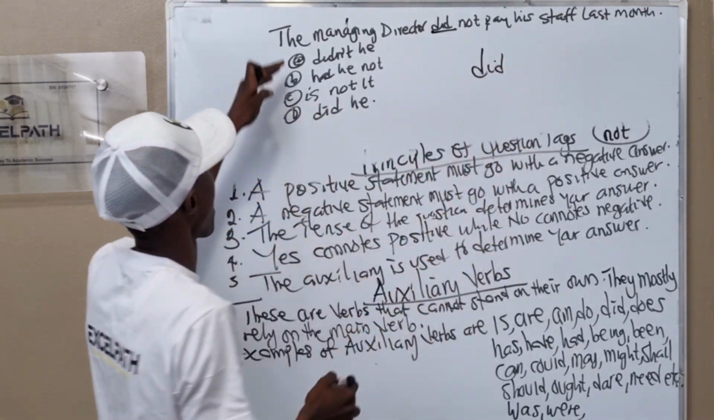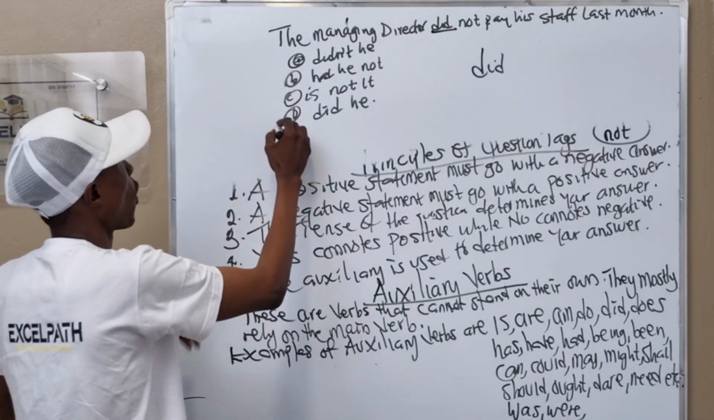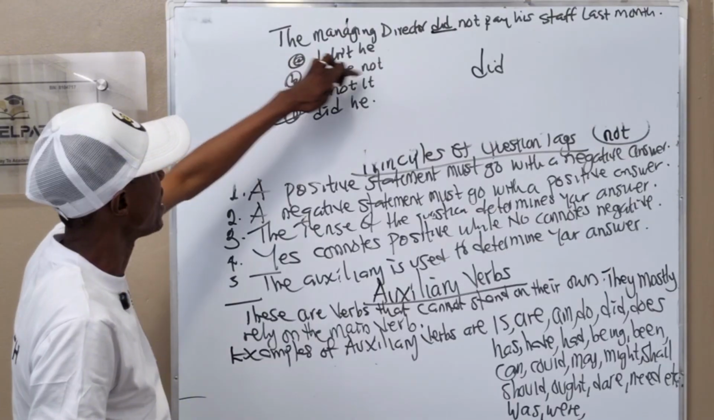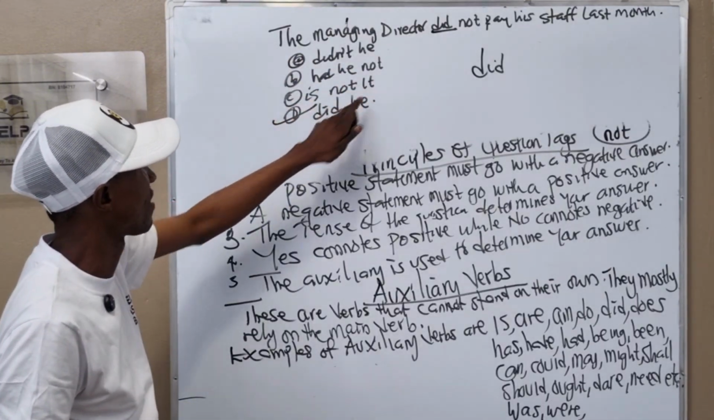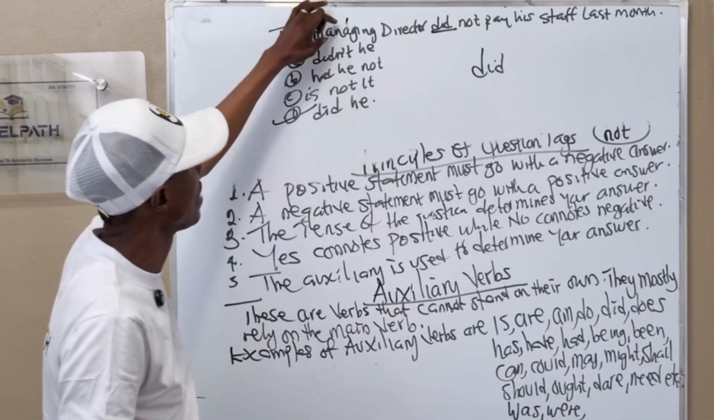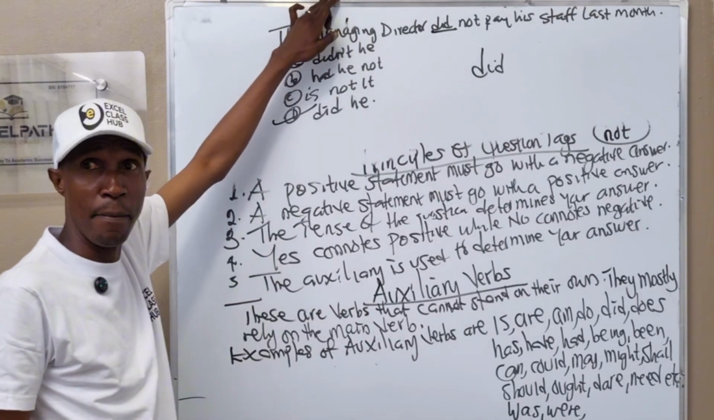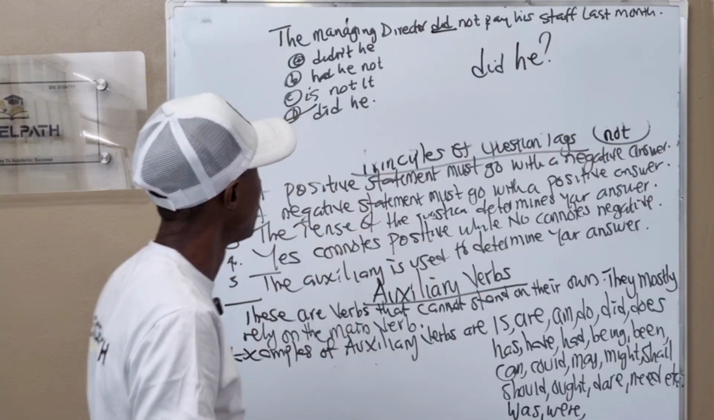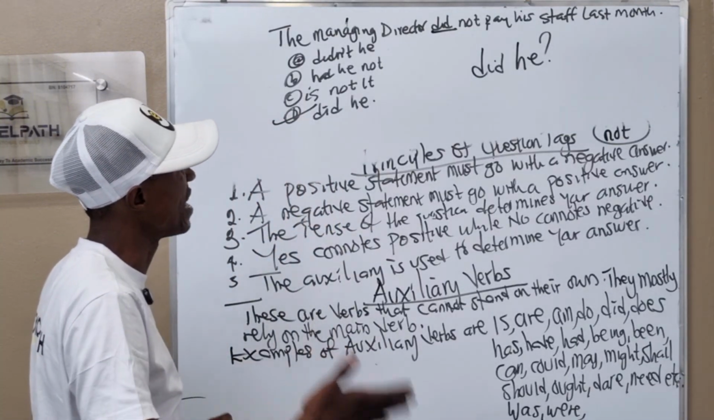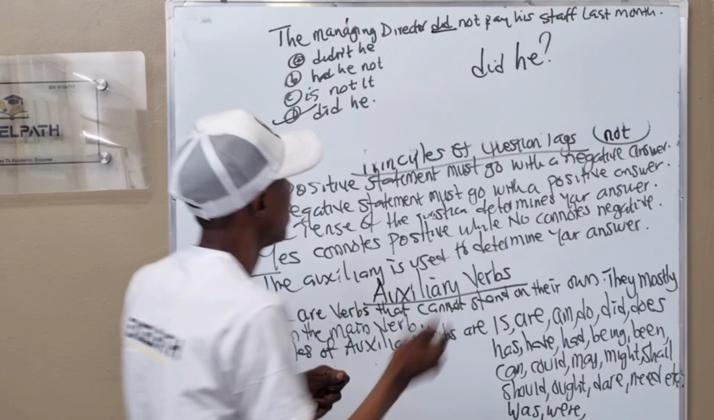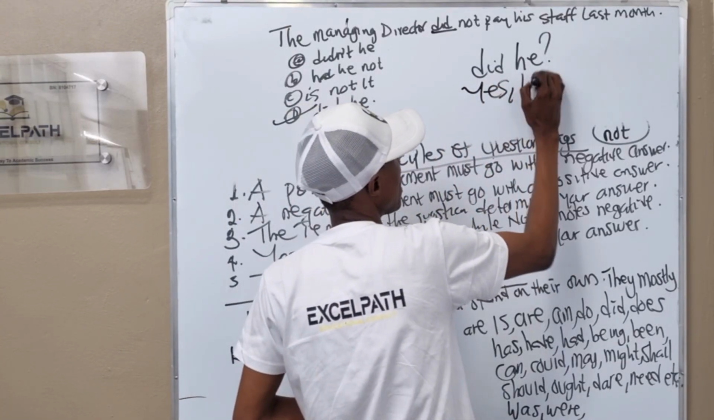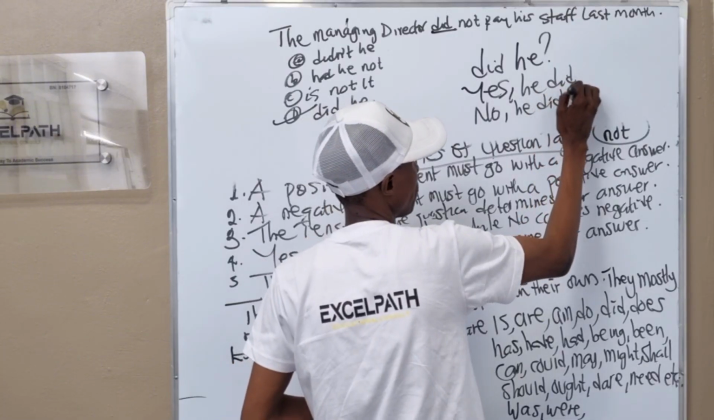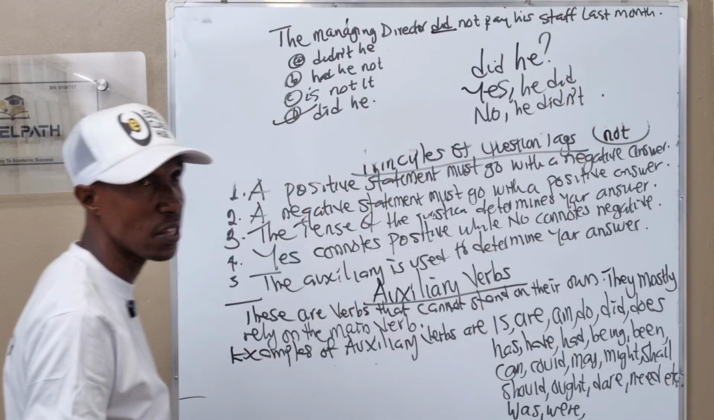And how many options has "did" here? Is just option D. This has "didn't". This has "had he not". This has "is not it". And this has "did he". The managing director is a man. So the answer becomes what? "Did he?" is a question. The managing director did not pay his staff last month. Did he? If it is yes, yes, he did. And no, he didn't. There's a complete statement.